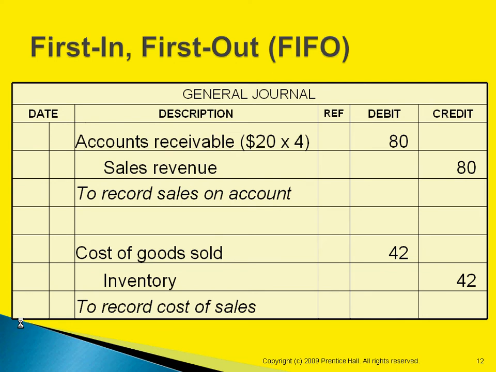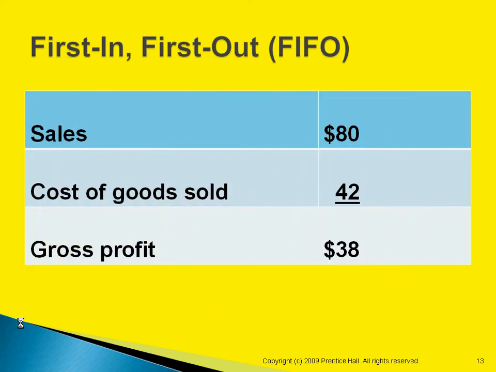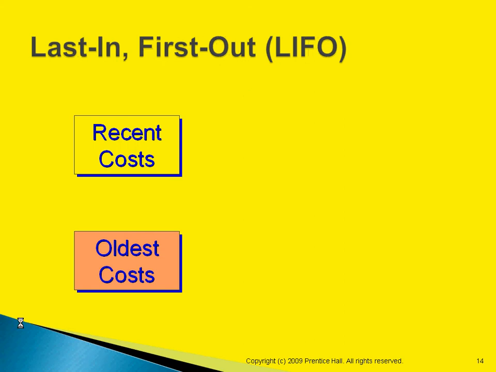So, moving to our next slide, we've got a simplified income statement. We have sales of $80 less a cost of goods sold of $42, so our gross profit from the sale of those shirts would be $38. Okay, $38. First in, first out, go to the oldest costs of inventory, use those up, and move to the more recent layer.